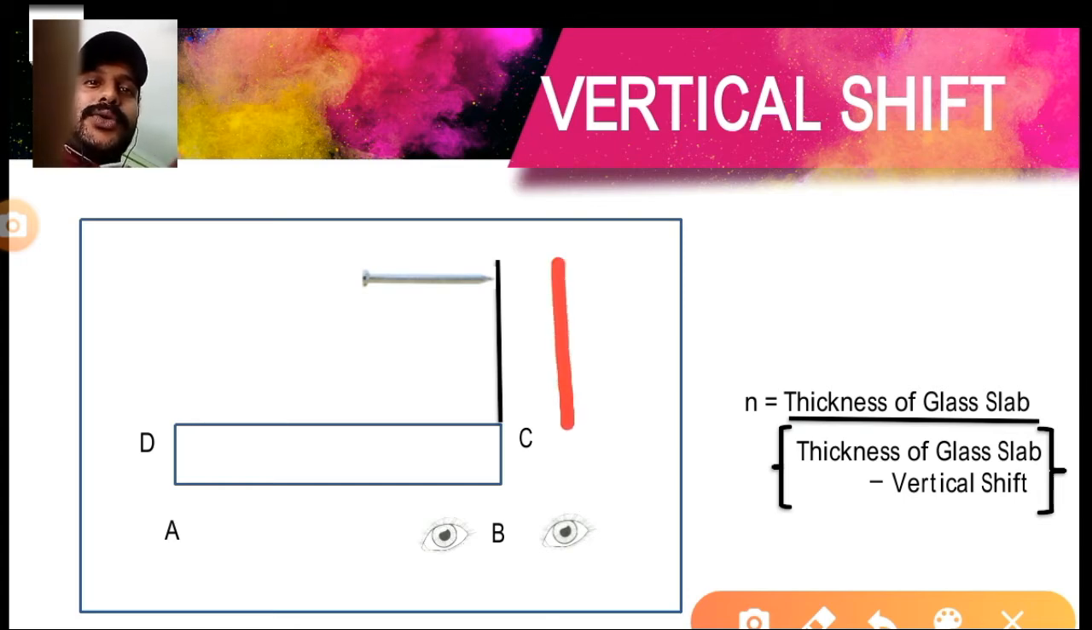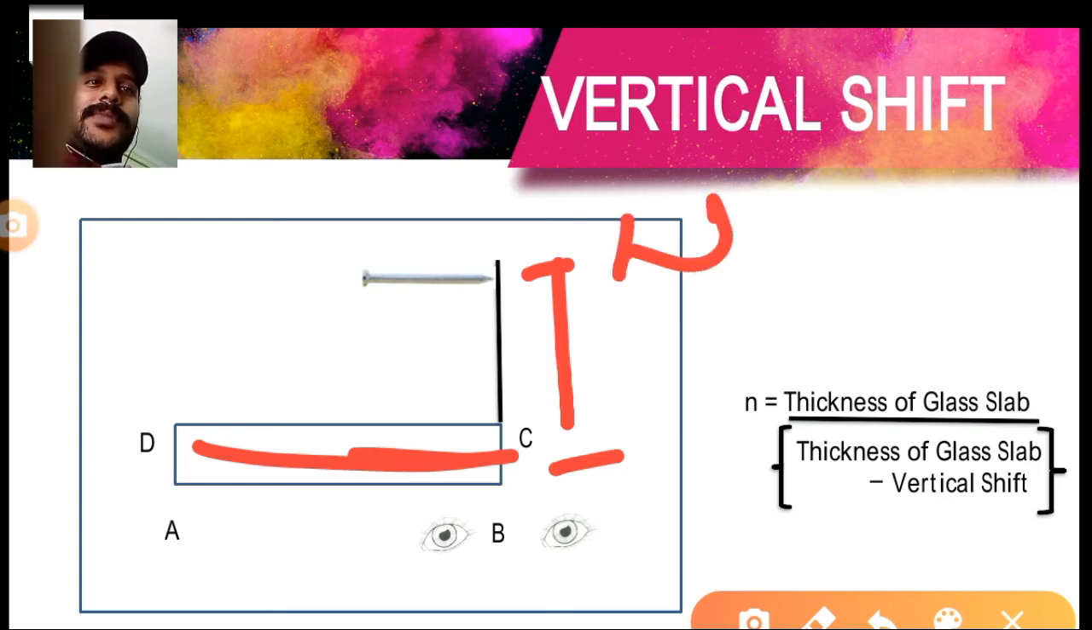After that, with a pencil we will draw one line perpendicular to the longer line CD. To the longer line CD we will draw one perpendicular line. And this line will act as a normal.